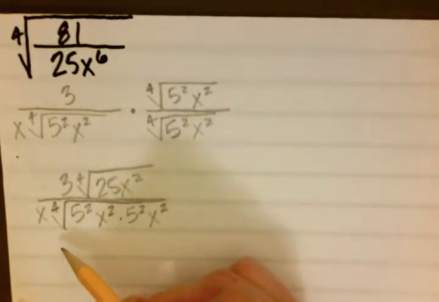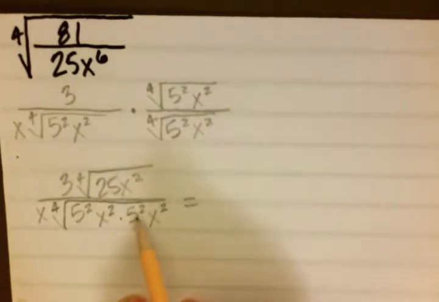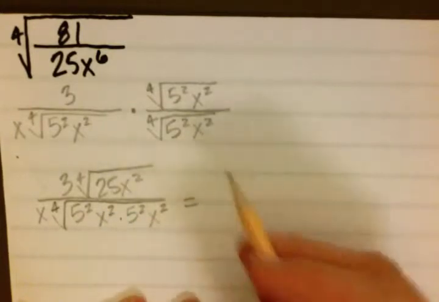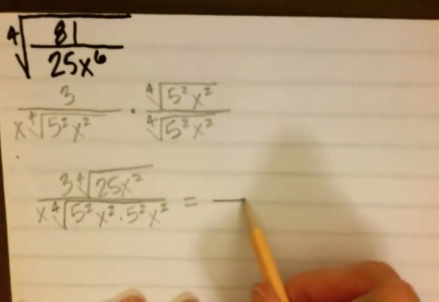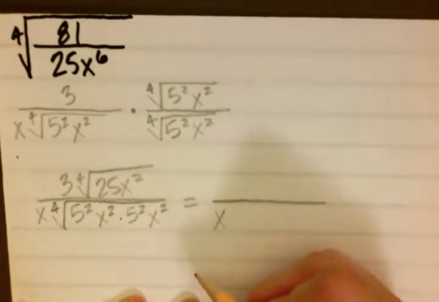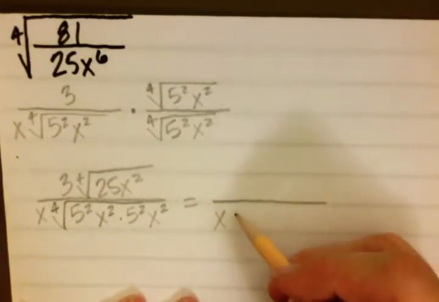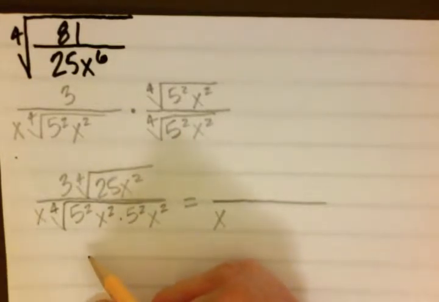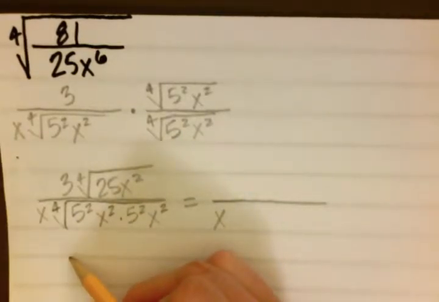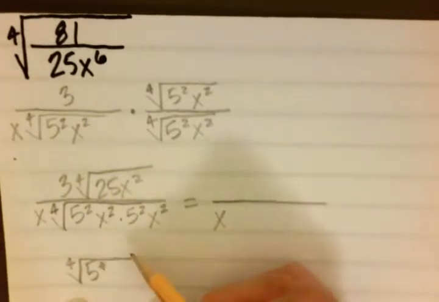Because if we have 5 squared times 5 squared, that actually gives us 5 to the fourth, and the fourth root of 5 to the fourth is just 5. I'll show you how that works down here. So let's go the fourth root of 5 to the fourth. Then we also have x squared times x squared here, so that gives us x to the fourth.